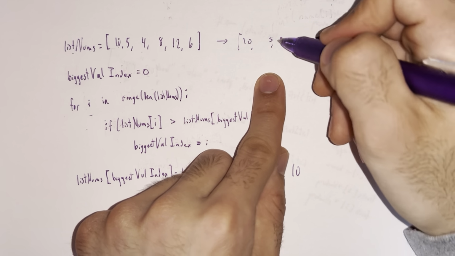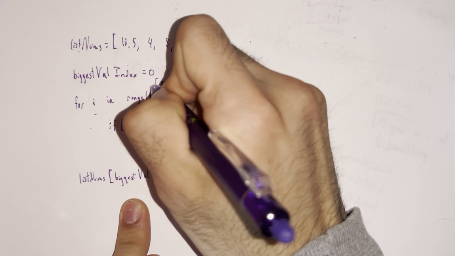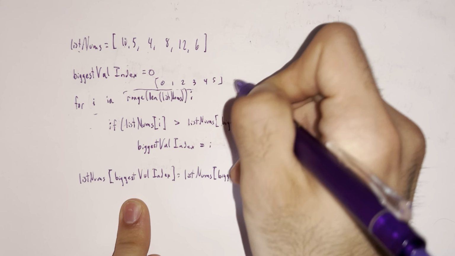So what I've written out is the idea. We have biggest val index, and that is going to be equal to 0. And then we have for I in range len of list nums. So range len of list nums, right? What's that? So len list nums first is 6. So range of 6 is saying 0, 1, 2, 3, 4, 5. It's saying the list of 0, 1, 2, 3, 4, 5. So yeah, I'll just write that down. So that's what this is saying.